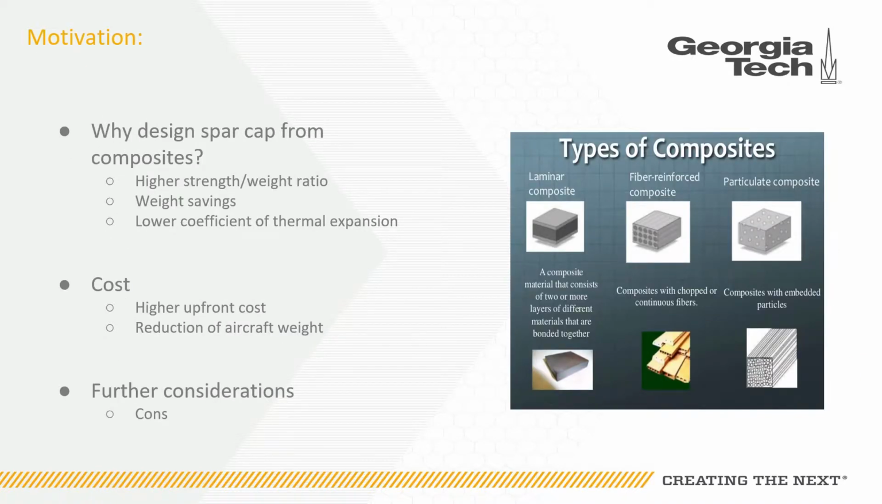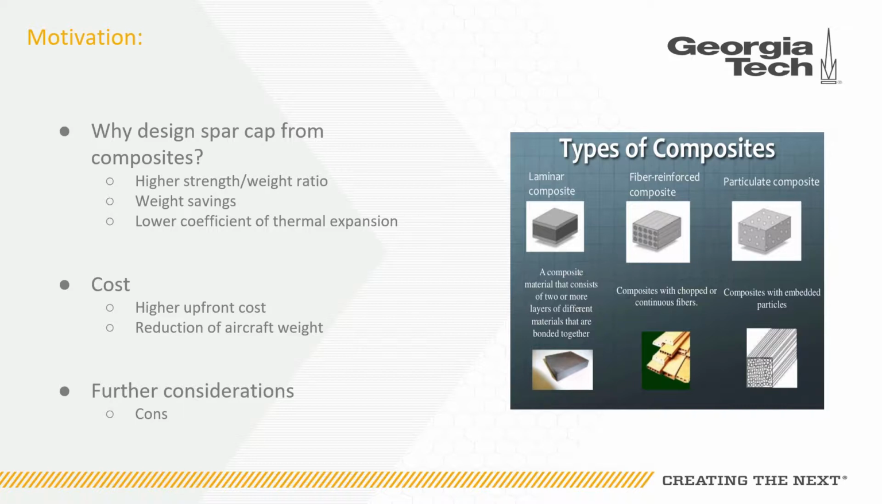Before delving into the design process, we can discuss a few motivations for selecting a composite design. Composites have a number of benefits, such as their high strength-to-weight ratios. While the initial upfront cost of a composite system can be higher, the cost over the lifetime of the system can significantly decrease. The reduced weight can result in increased fuel savings and an increased range for the aircraft.